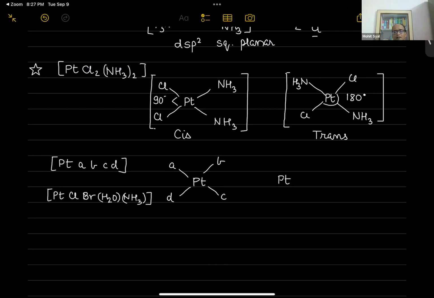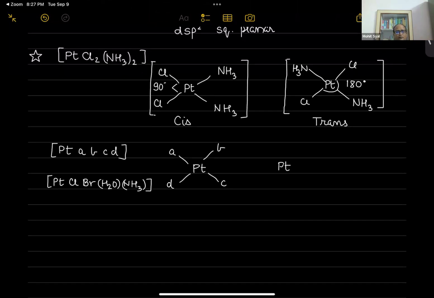So how many different isomers can we have? Let's try this one. This is a very important question. It is a square planar complex with all different ligands. How many geometrical isomers? You can just write them as ABCD. Very important question. I hope the question is clear to all of you.